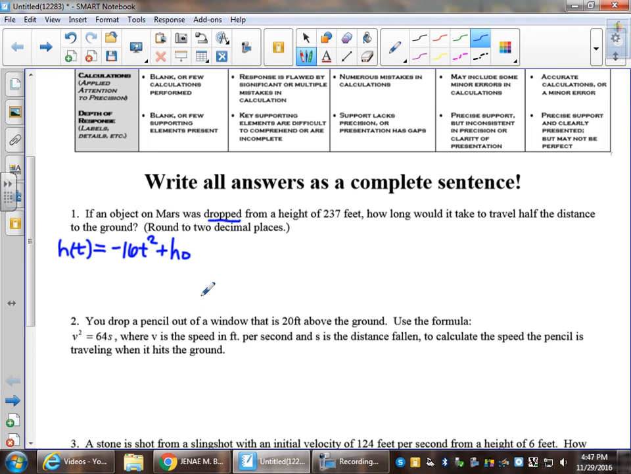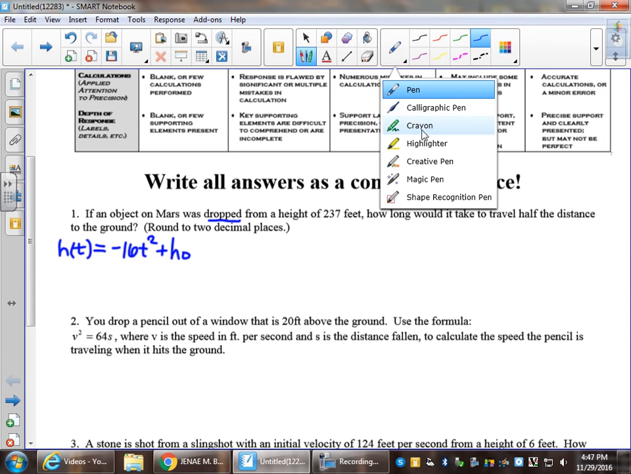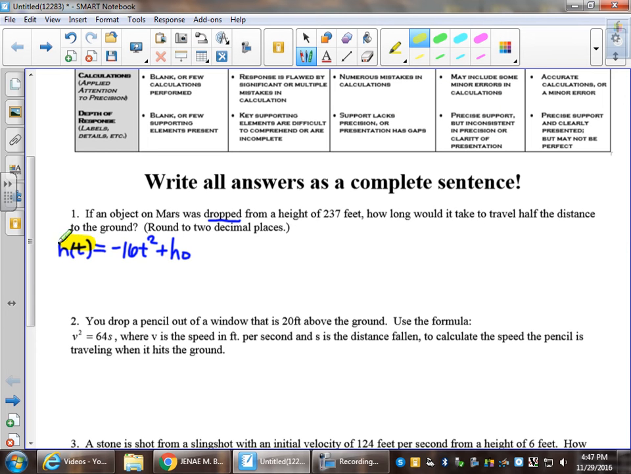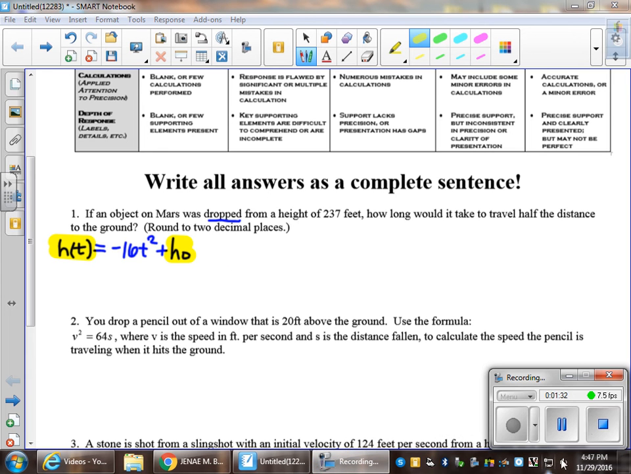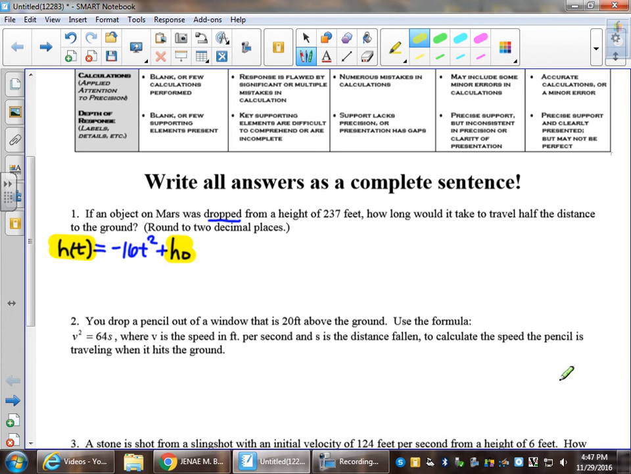There is no velocity. So really, my only job is to figure out what's the current height and what's the initial height. And once I have those values, I can solve. Rereading this for this information, I see that it says that an object on Mars was dropped from a height of 237 feet. So 237 is my initial height. I will use this for h naught.